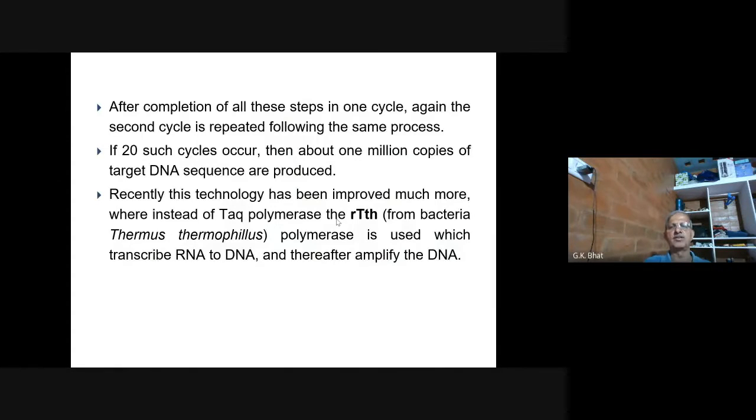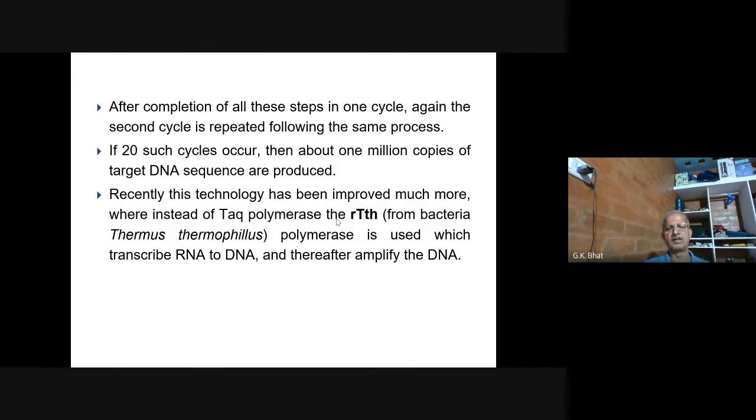Now, after completion of all these three steps in one cycle, the second cycle is repeated following the same process. If 20 such cycles occur, then about 1 million copies of target DNA sequences are produced.